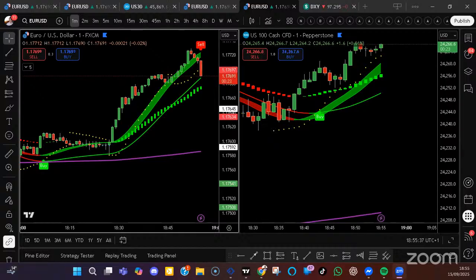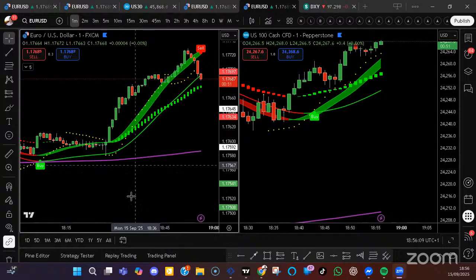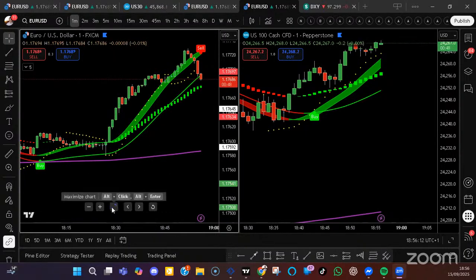David Kahn here on Monday, the 15th of September, 5 to 7 in the evening here in the UK, looking at the fortunes of the EUR USD, also the US 100, also known as the NAS100, on the 1 minute time frame with the Academy 55 indicators and strategy. So we have both of them up and running at the moment. I'm going to mark up the buy and sell zones on the 5 minute on both.